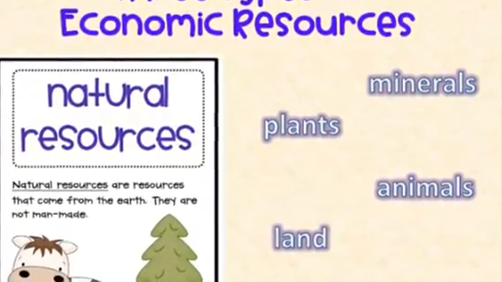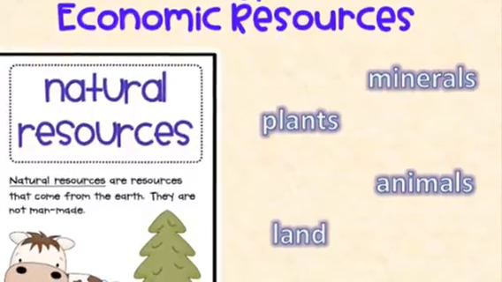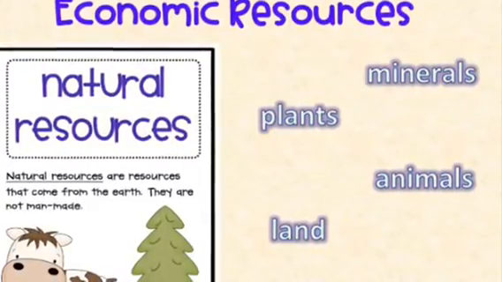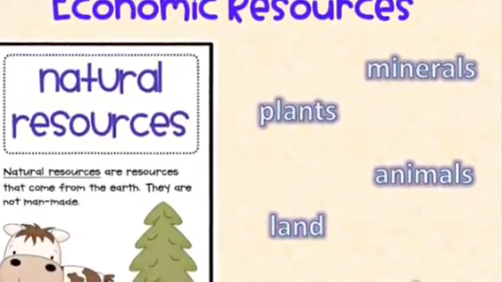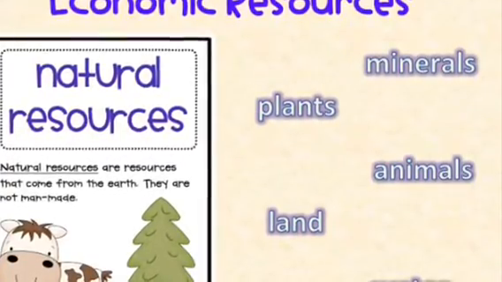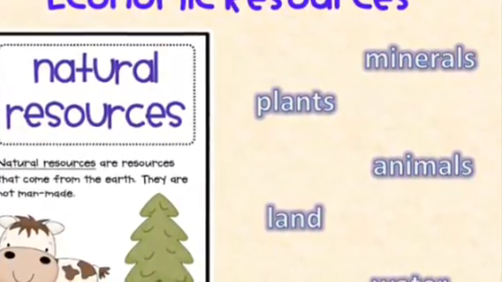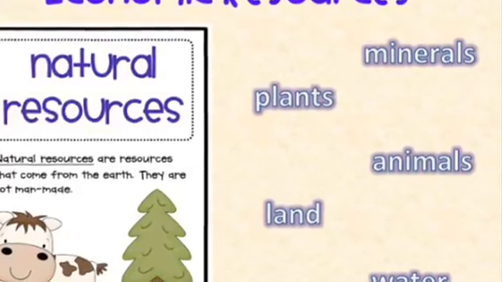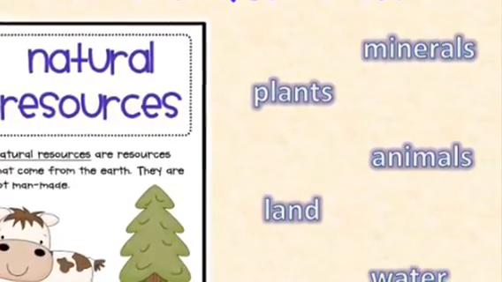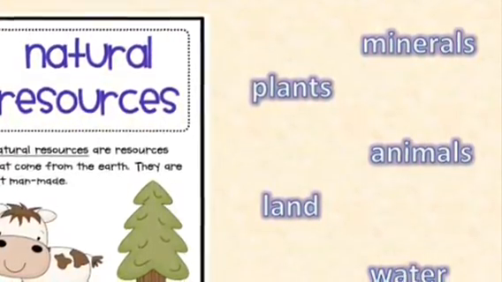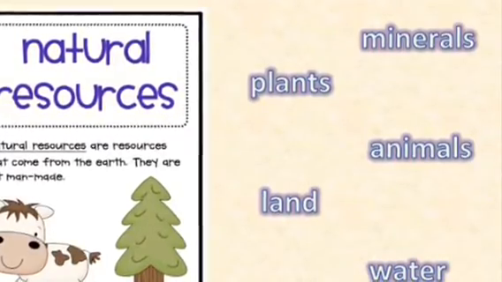The first resource is natural resources. Natural resources are resources that come from the earth. They are not man-made. What natural resources will you need to help you produce your product? Minerals, plants, animals, land, water.